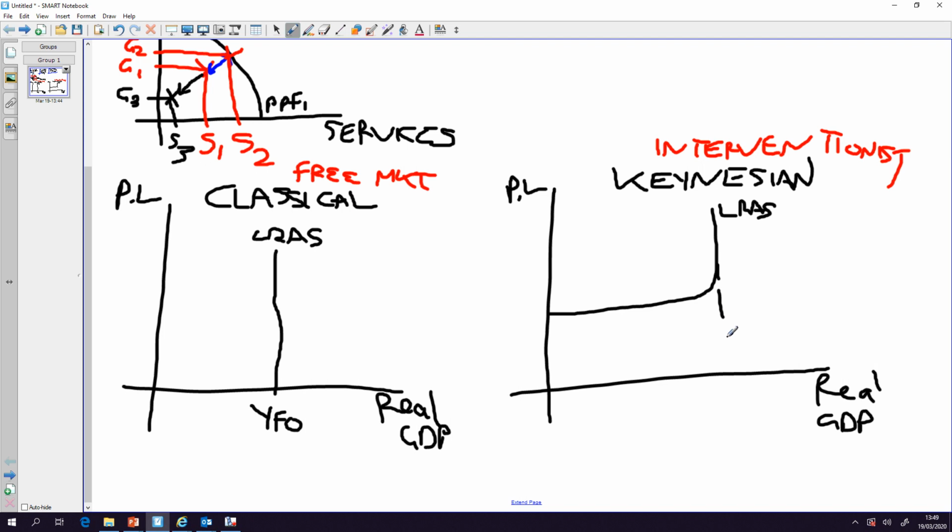Right, okay, now let's start off with the classical LRAS curve. Now, first of all, I want you to think about the long-run aggregate supply curve as the potential of the economy. This is a way of thinking about the country's production possibility frontier. Now, in a classical world, we draw the LRAS as a vertical line. Because what a classical economist would assume is that in the long run, all factors of production will always be used. So let's give you a scenario then.